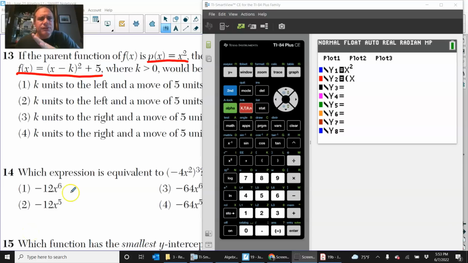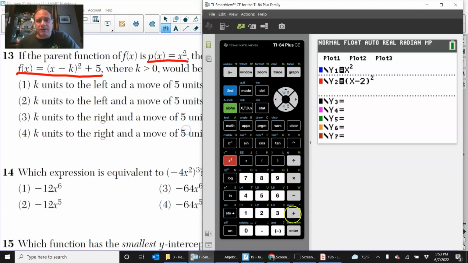This is where you have to use what you know in your calculator. Do you see that k? They're not giving you the number. I'm going to make up my own number. It's x minus k. All right, so I'm going to say k minus 2. All right, and then I'm going to close the parenthesis. I'm going to put squared, and then I'm going to put plus 5. So I put a 2 in here. Right? So I made it x minus 2 squared plus 5. Making up my own numbers.